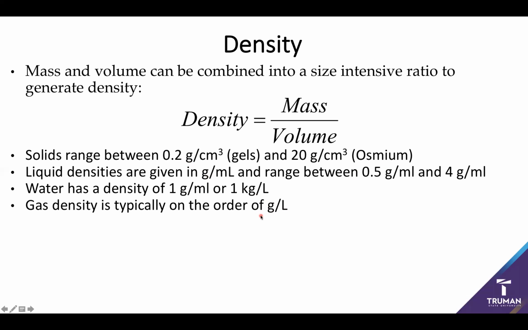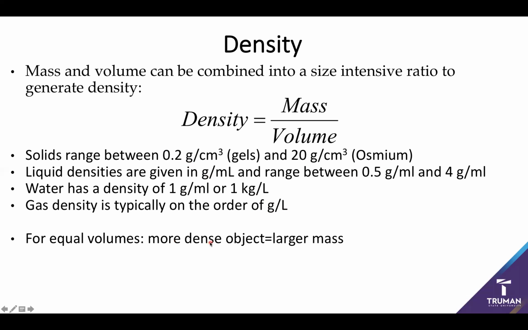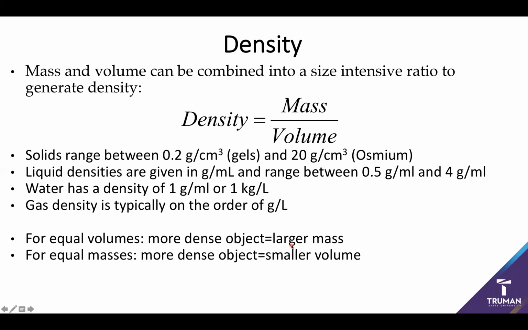Also, when trying to internalize densities, if I have two substances of equal volume, the more dense object is going to be the heavier object, the one with a larger mass. However, if I've got two items of equal mass, the more dense object is going to have a smaller volume. So it's going to be the smaller object if it's more dense. If I have two objects of the same weight, the more dense one will tend to be smaller.